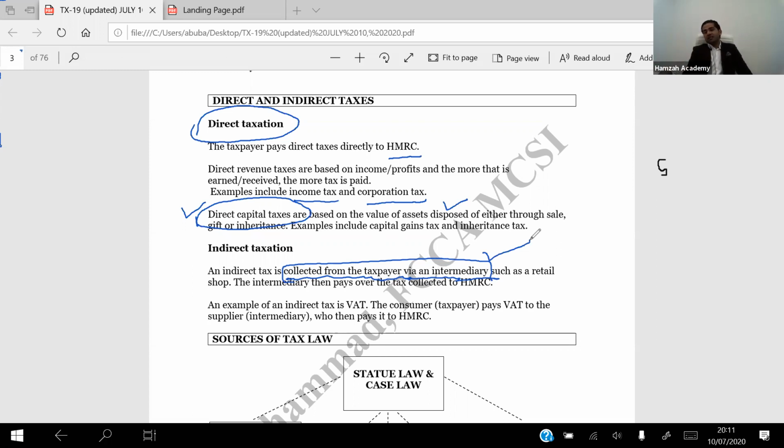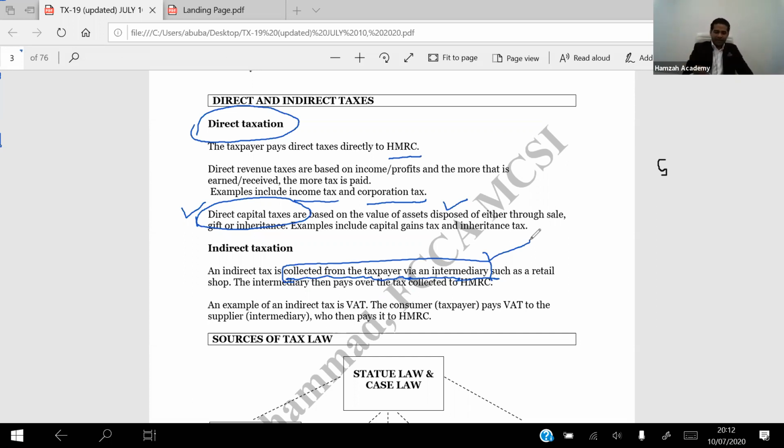When that wheat farmer sold his wheat to the person who was going to make flour out of it, he charged him, let's say, on £100, £15. The flour mill guy is paying £15 to the farmer, so it is the responsibility of the farmer to pay that £15 to HMRC. It is not the flour mill guy's responsibility. He has done his part already by paying him 115 in total. So it means it is not direct. Why? The flour mill guy is not paying £15 directly to HMRC.